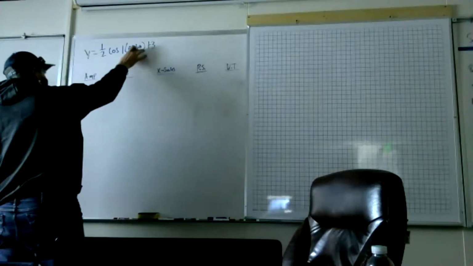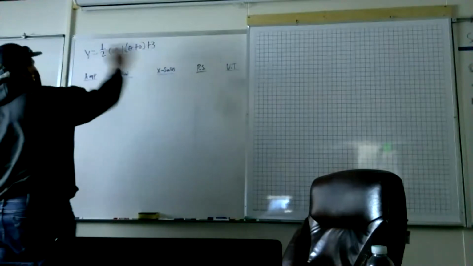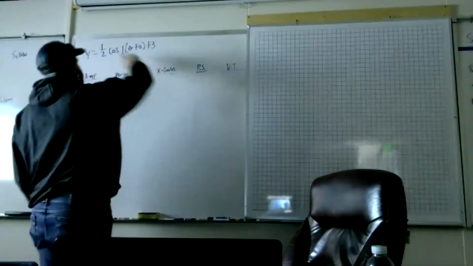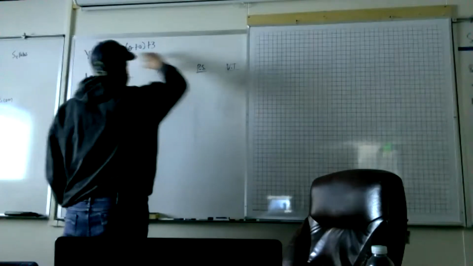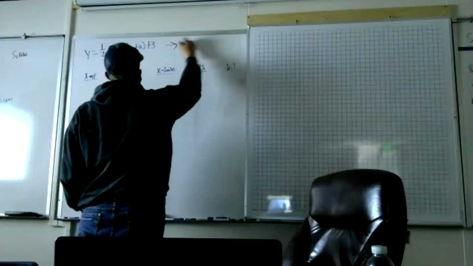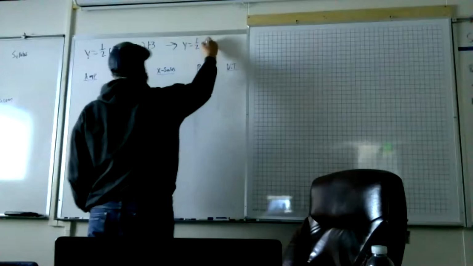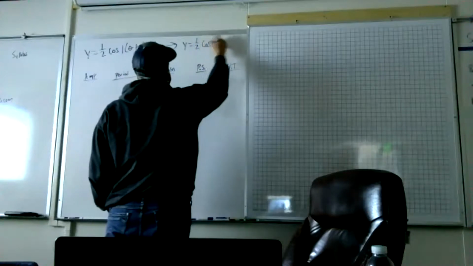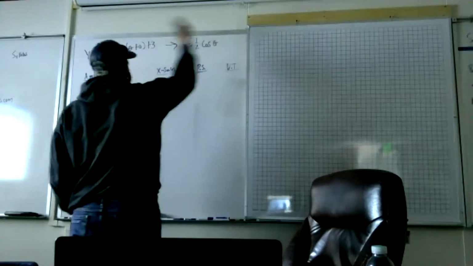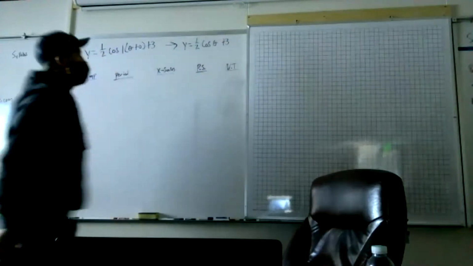Remember, if it's on the inside of the parentheses, you're moving it left and right. If it's on the outside of the parentheses, you're moving it up and down. So I want to distribute this 1 in. Beautiful thing is 1 times anything is just itself. So y is equal to 1/2 cosine of theta, because 1 times 0 is 0, plus 3. That's my new equation. That's the one that I'm working with.